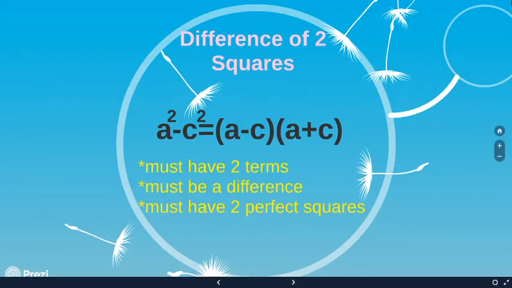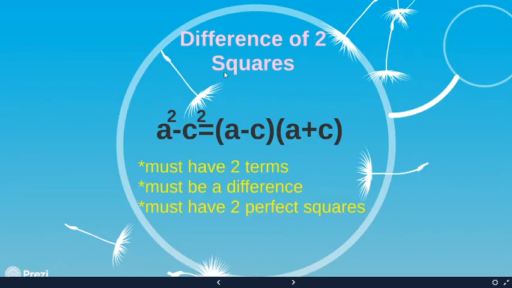So, first of all, you have to have a difference, which in math, the word difference means to subtract. So you have to have numbers that are subtracting. Difference of two, so you have to be subtracting two terms. Okay, so when you're using a difference of squares, you have to start off with two terms. They have to be subtracting, and they have to be squares or perfect squares.